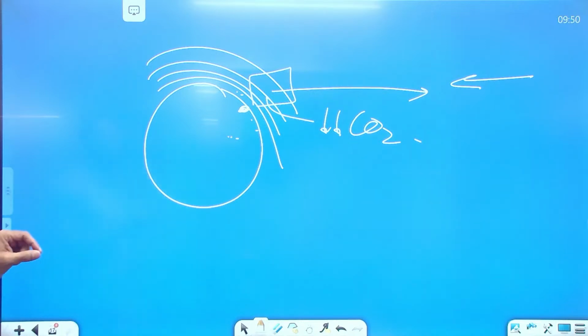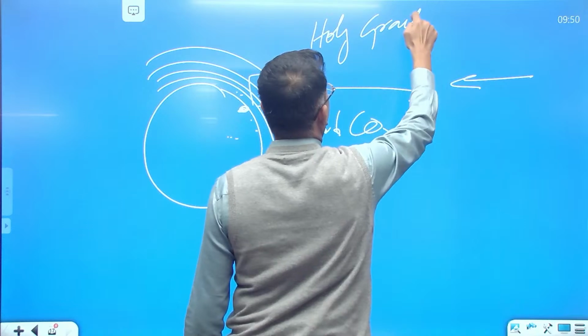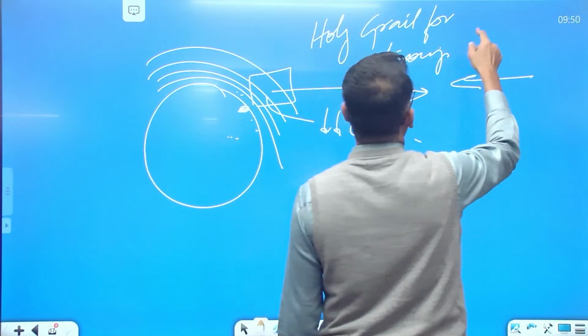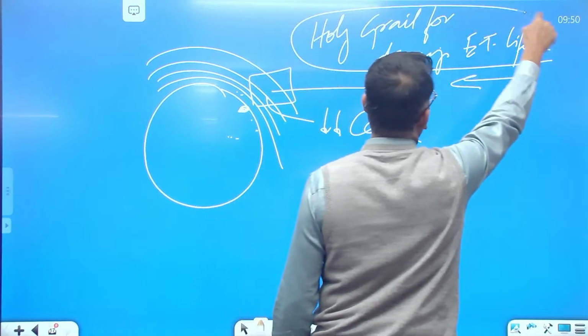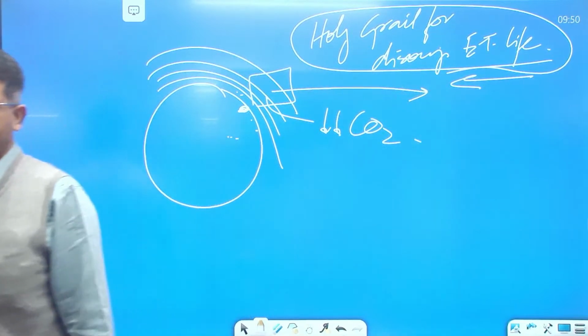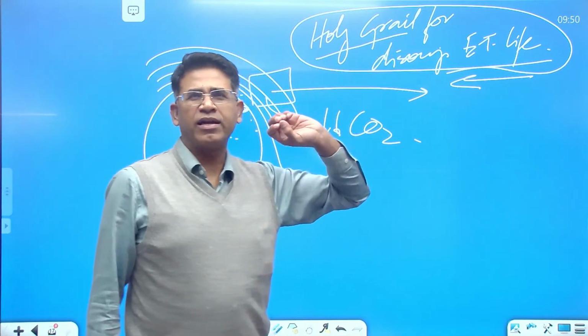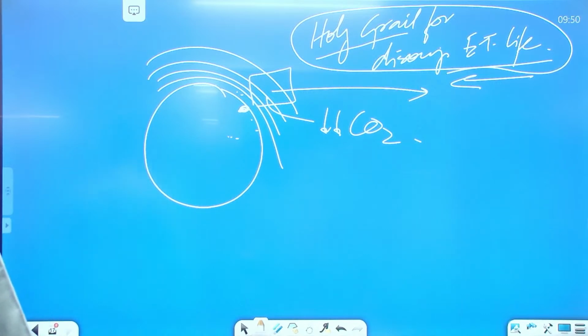So this research is now called the holy grail for discovering extraterrestrial life. Holy grail is something like an evidence. It is the best evidence for discovering extraterrestrial life. Okay? Fine, let's move on.